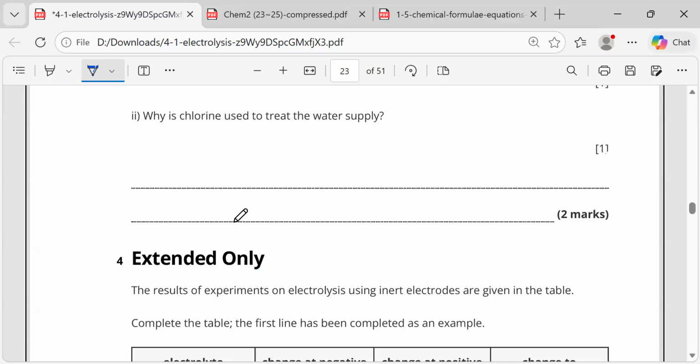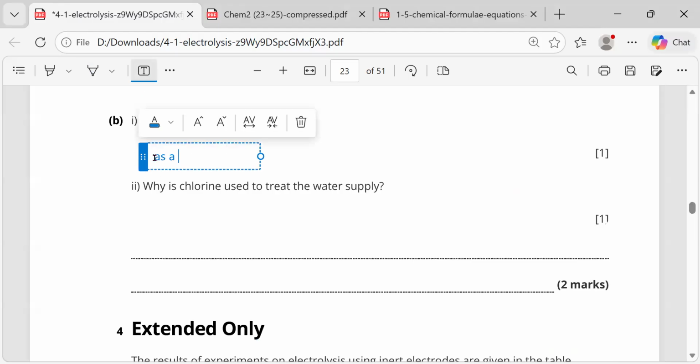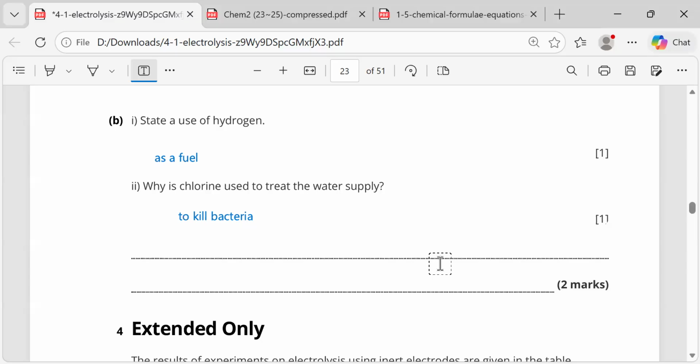State one use of hydrogen as a fuel. Why is chlorine used to kill bacteria?